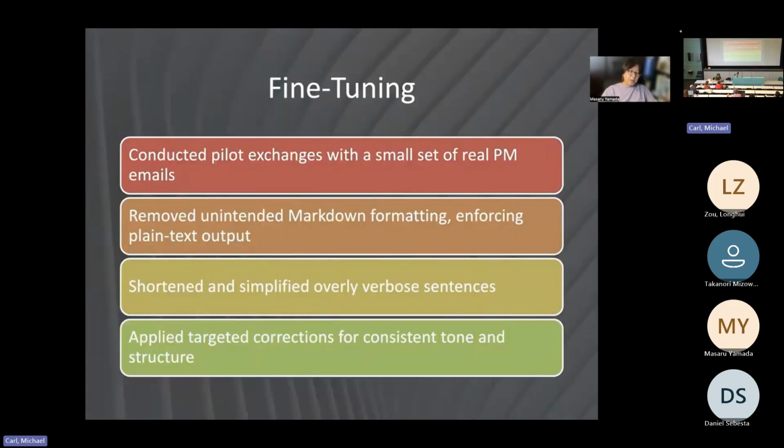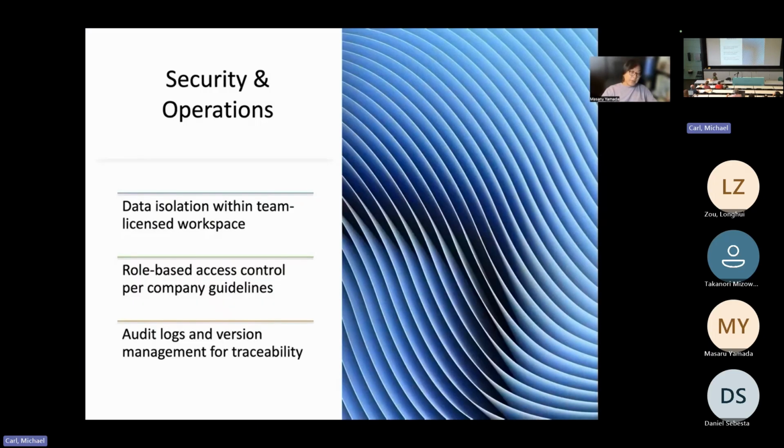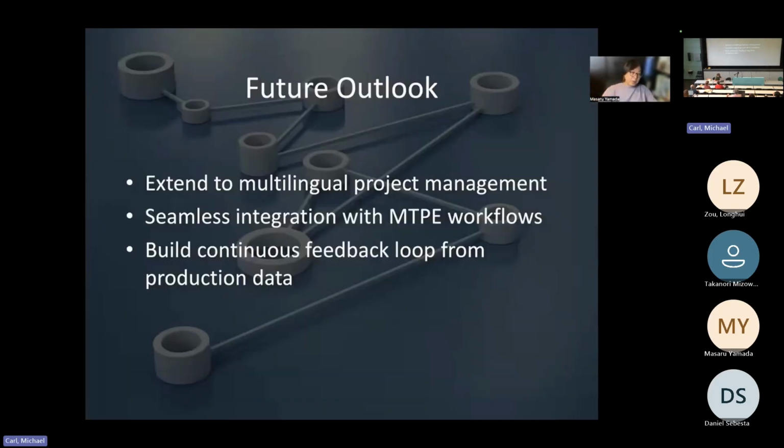For the tuning phase, we didn't perform a full-scale fine-tuning. Instead, we ran a handful of pilot email exchanges through the agent. During these trials, we stabilized its output by stripping out any markdown remnants and forcing plain text formatting. We also trimmed down overly long or repetitive sentences to keep replies concise. Finally, we applied a few targeted patches to ensure a consistent, professional tone across all messages. Security was paramount. All data resides in a team-licensed workspace with strict role-based access. Every action is logged, and we maintain version control on both prompts and fine-tuning checkpoints to ensure full traceability. Finally, our future outlook. We plan to expand the agent to handle multiple locales, integrate directly with MTPE pipelines, and continuously refine the model using real-world production metrics. Thank you for your attention.